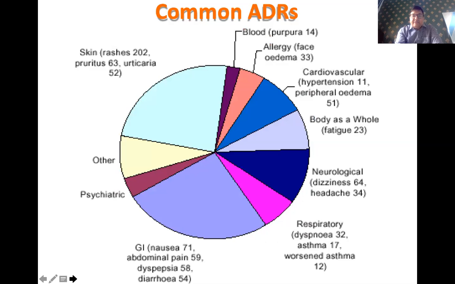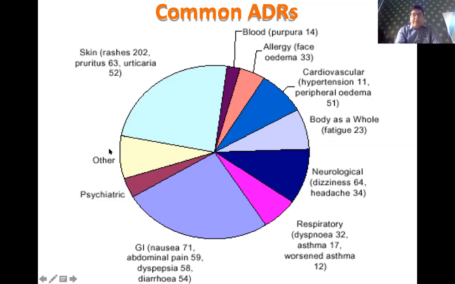So the common ADRs which occur are the GI symptoms such as nausea, abdominal pain, dyspepsia, diarrhea. Then the respiratory symptoms such as dyspnea, asthma, neurological dizziness, headache, then fatigue, then the cardiovascular areas such as hypertension, peripheral edema, then the allergic reactions are very common ones such as edema. Then in the blood there can be thrombocytopenia and purpura, and in the skin we can find rashes, pruritus, urticaria, and others.